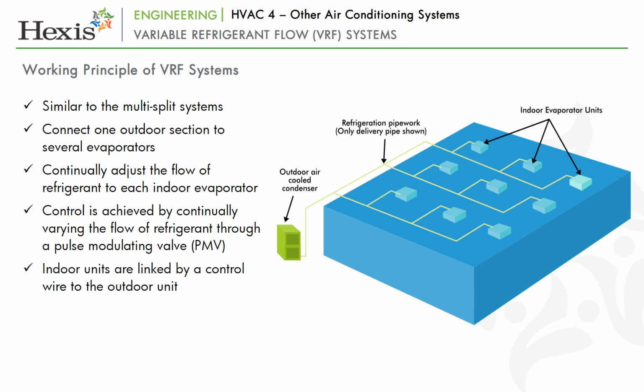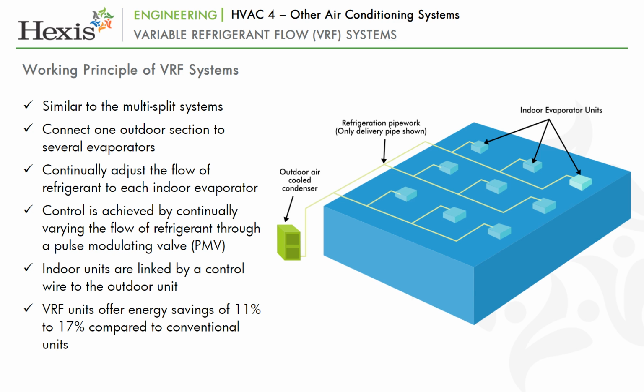The indoor units are linked by a control wire to the outdoor unit, which responds to the demand from the indoor units by varying its compressor speed to match the total cooling and or heating requirements. VRF systems promise a more energy efficient strategy. Estimates range from 11% to 17% less energy compared to conventional units at a somewhat higher cost.